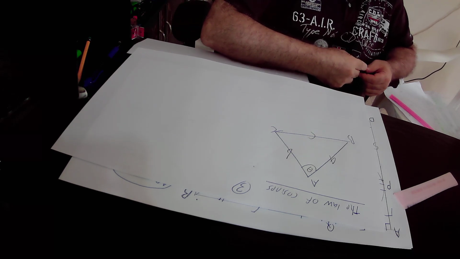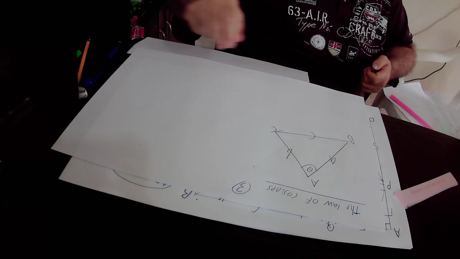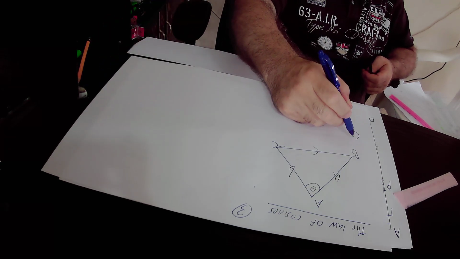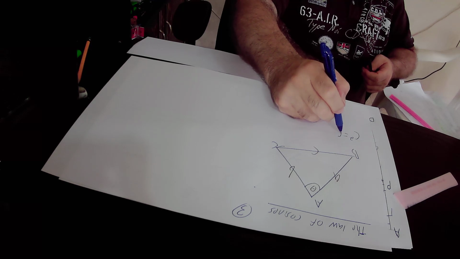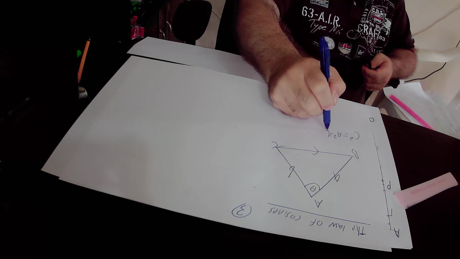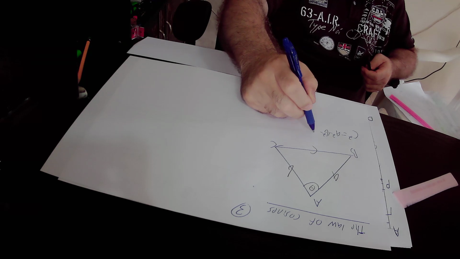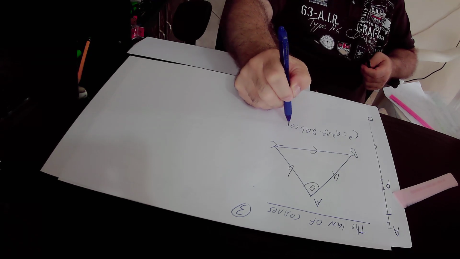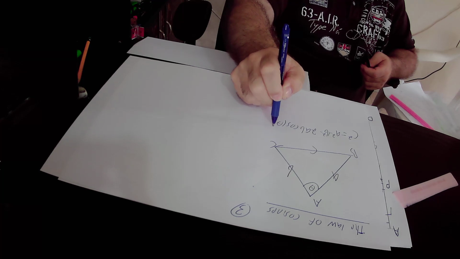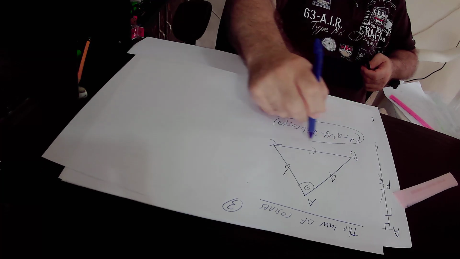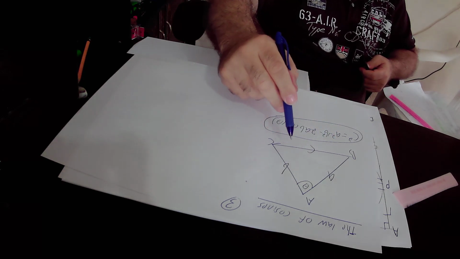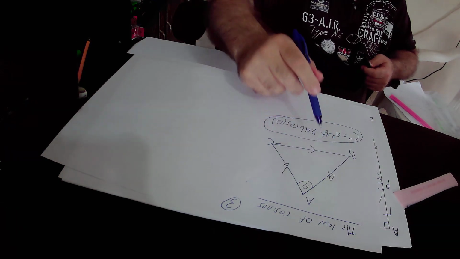Then, according to the law of cosines, we get that C squared equals A squared plus B squared minus 2 times A times B times cosine theta. Repeat again. C squared equals A squared plus B squared minus 2 times A times B times cosine theta.